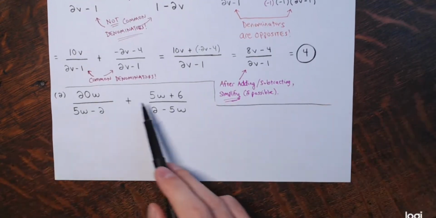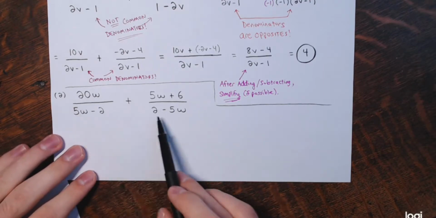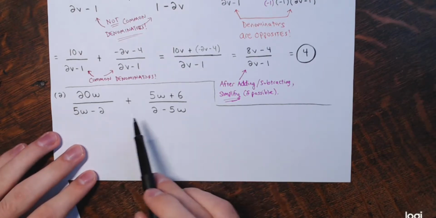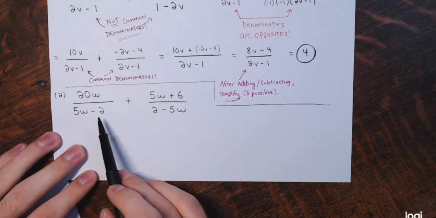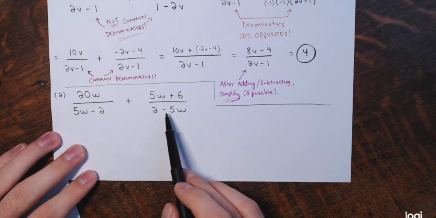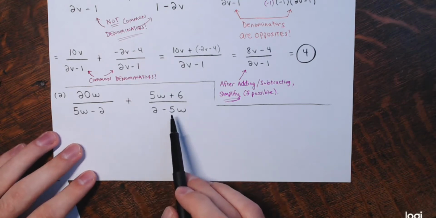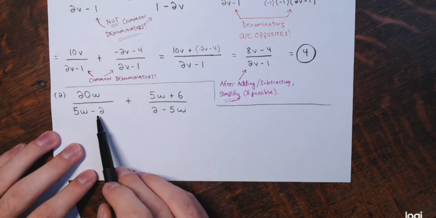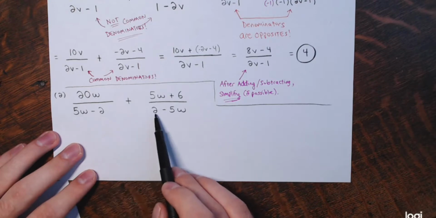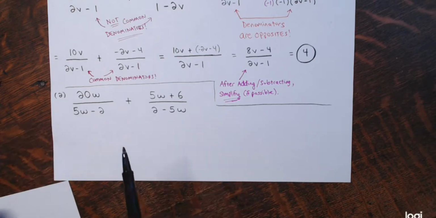You have two fractions being added, and you may notice that the denominators are not the same. 5w minus 2, and this denominator is 2 minus 5w. But they're opposites. 5w here, negative 5w there. Negative 2 here, positive 2 there. Opposites. Every term is the opposite. So again, very easy to fix.